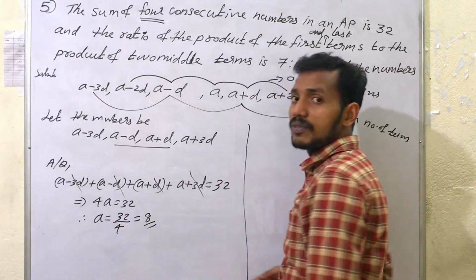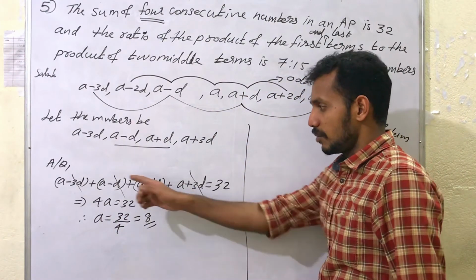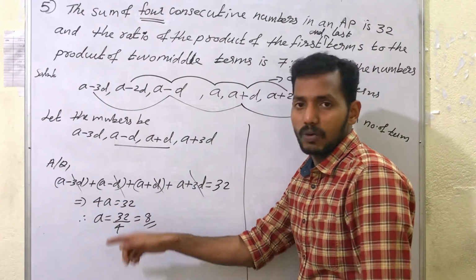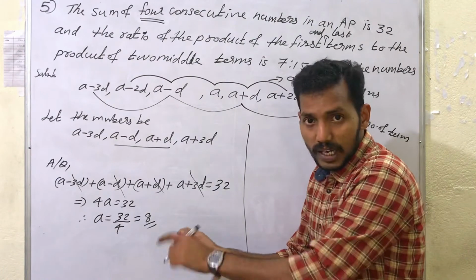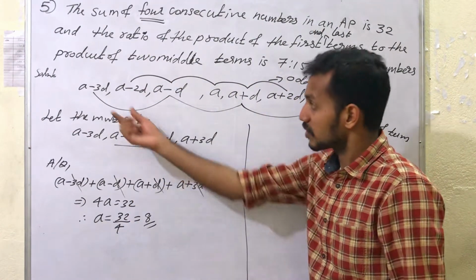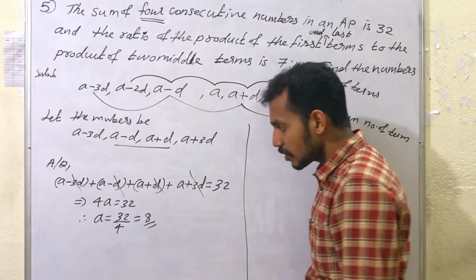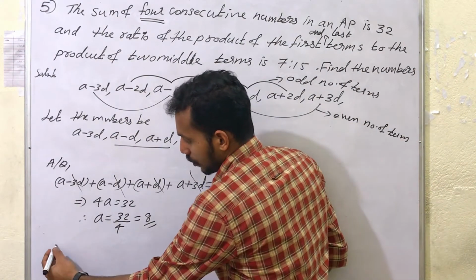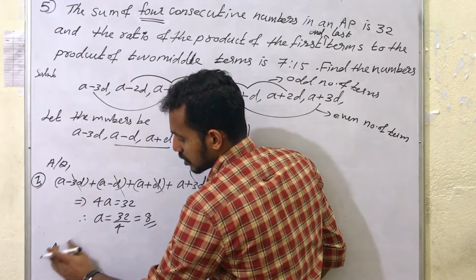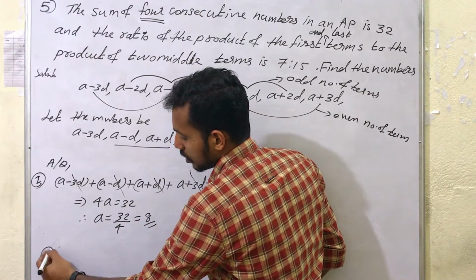This is the reason why we took it like this. Because we already cancelled, we got a linear equation in one variable, so we can easily find the value of a. Here the a is not the first term. That is very important. The first term is a minus 3d. Then, according to the second condition, what is it?